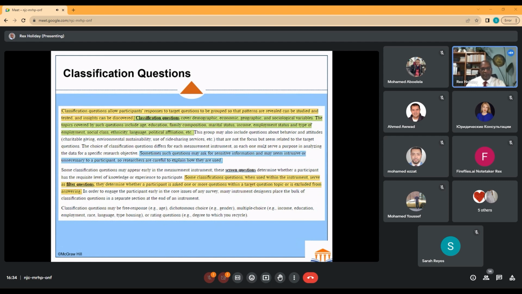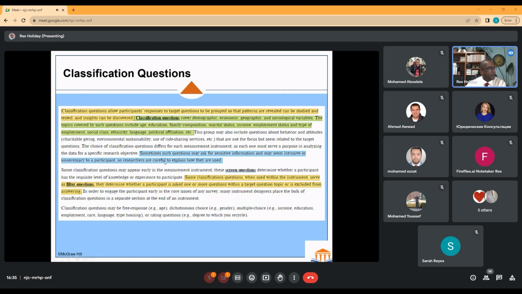And this is an important one to test and pre-test, because you'll be able to tell by the responses that you get in that pre-test whether or not you've covered everything in that question, if it's worded correctly, if you have all of the components that are going to yield the best data results for that. Okay. Sometimes such questions may ask for sensitive information and may seem intrusive or unnecessary to a participant.